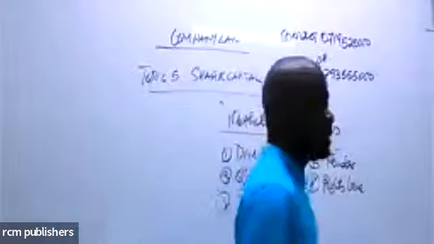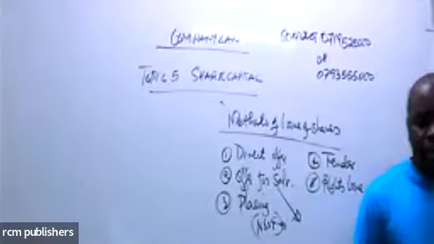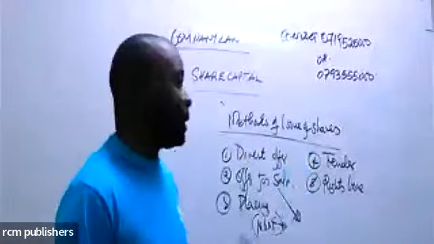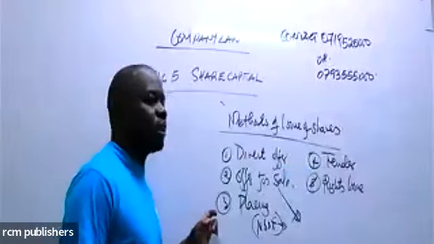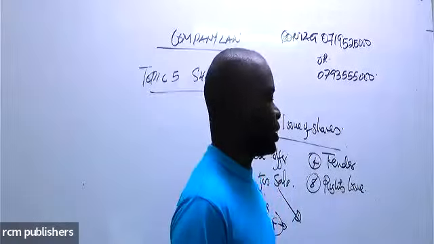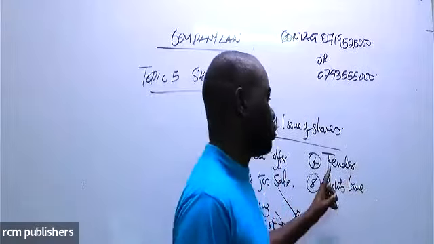Then you have tender. So tender in this case, bids are invited. So the person is able to quote the best price. The person who quotes the best price, the one the company intends to sell the shares at, is the one who is sold the shares. So the shares will be sold to that person who places the most favorable or the best bid on the shares.